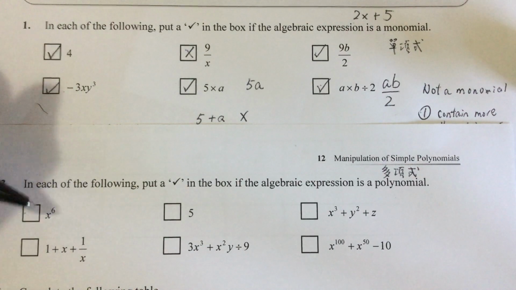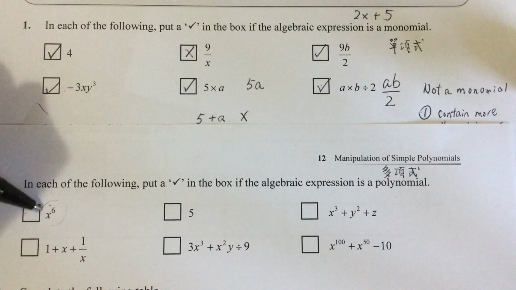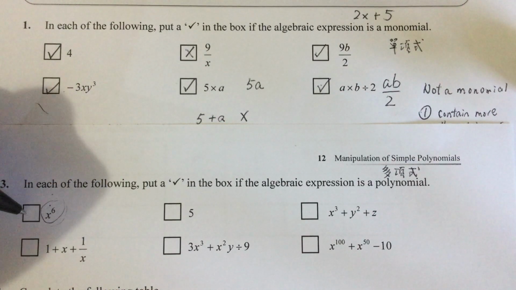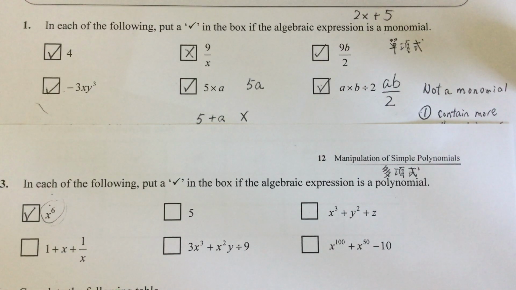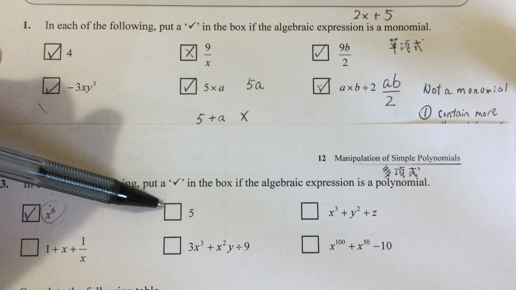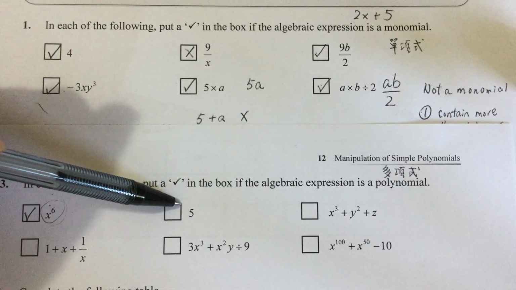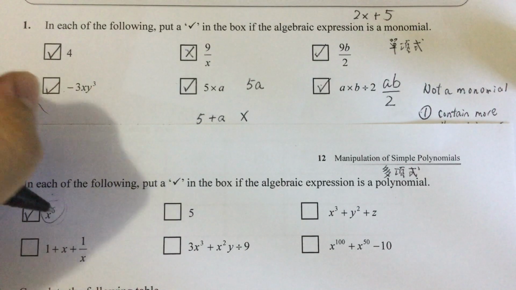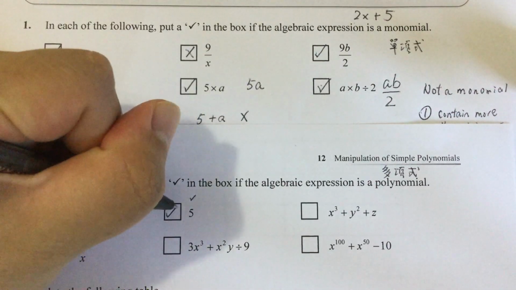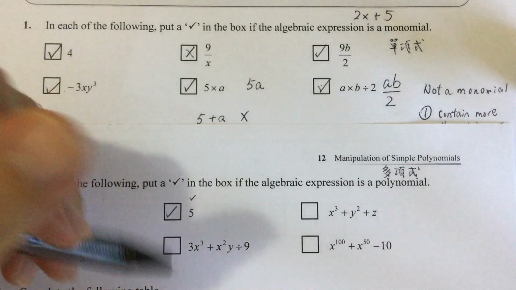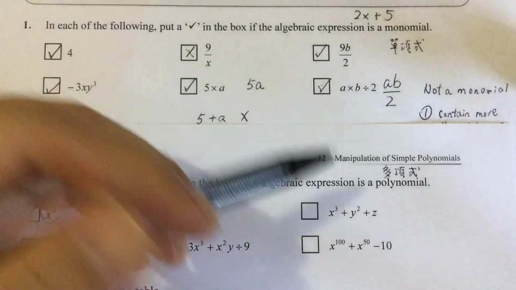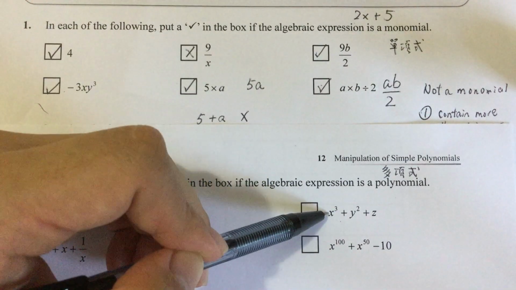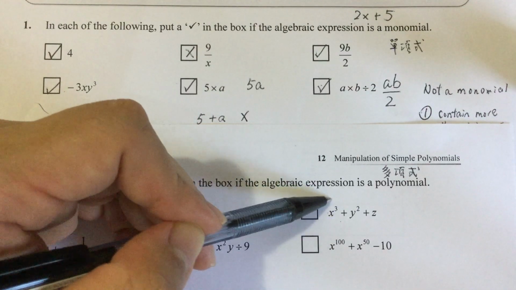Okay, now let's look at number 1. We have x with the power 6. This one obviously is a monomial, so this one is a polynomial. Okay, this is a tick. Now let's look at the second one. This is 5. That means this one is a monomial, so once again, this is a polynomial. So every monomial must be a polynomial, okay? Now number 3. We have x cubed. This one is a monomial.